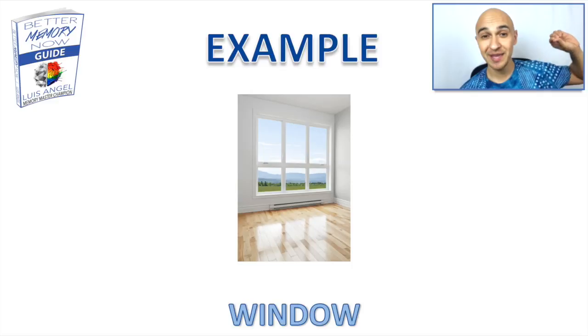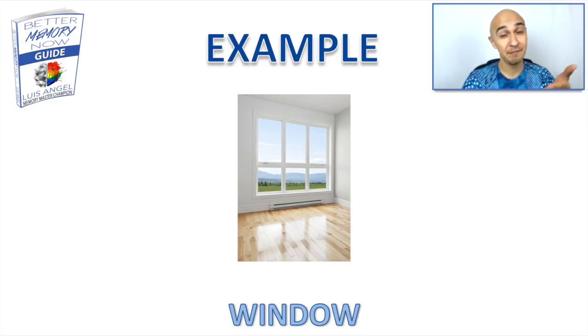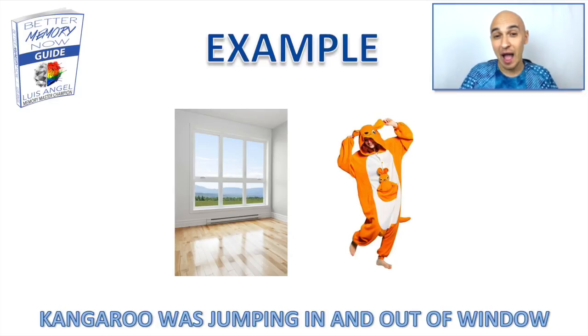So that first location for me is a window. So as you see here, if that's the first location for you, picture a window there. Then what you want to do is create a little story out of this. So I would picture maybe the kangaroo jumping in and out of the window in my living room. So see that very vividly, very clearly.